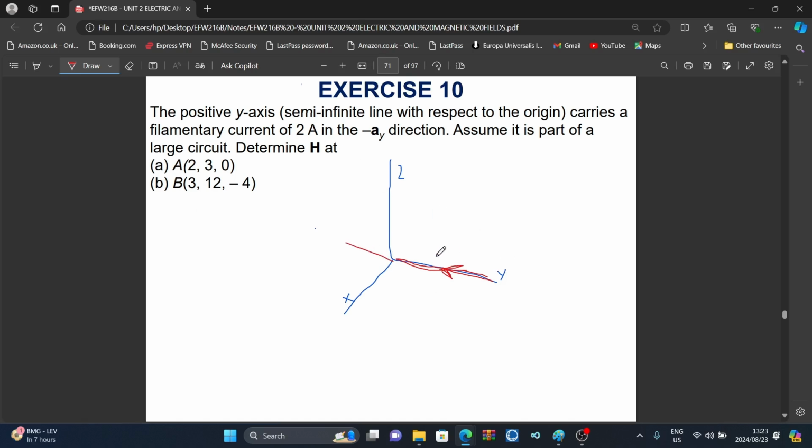So that's our current flowing, which we can make 2 amps in the direction aY. And we also call this length. So just remember we call this also dL, or in the direction of the length.